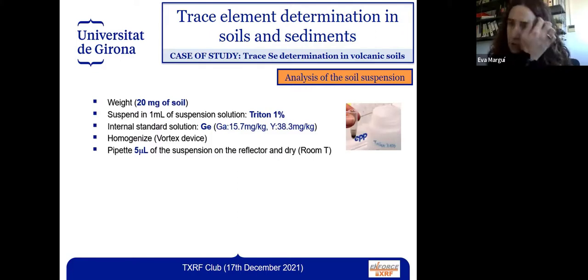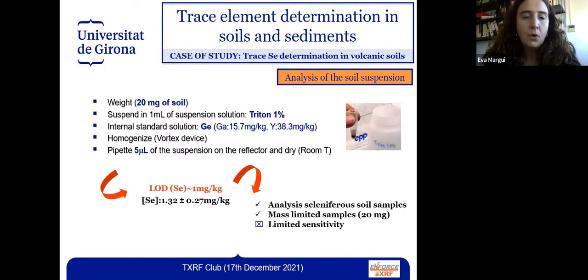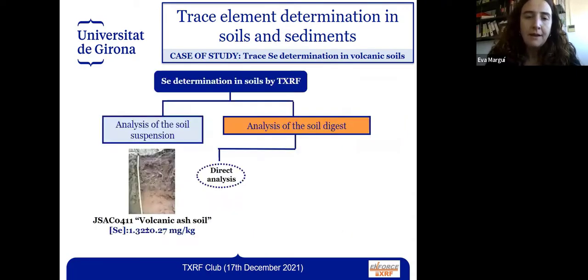In this case, we used germanium as internal standard, because we realized that the soils already contain gallium and yttrium, so we cannot use these elements as internal standard. However, using this approach, the limits of detection for selenium were around 1 ppm, so they were not adequate to quantify very low trace levels. So we decided to try to digest the sample and then make a direct analysis of the digest.